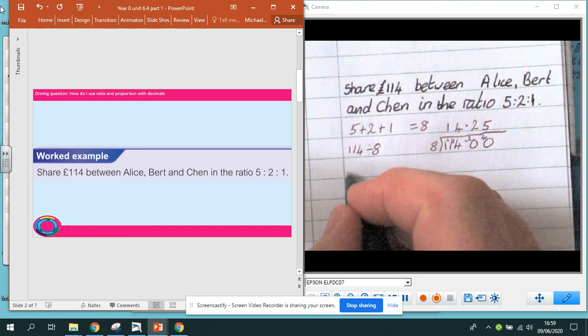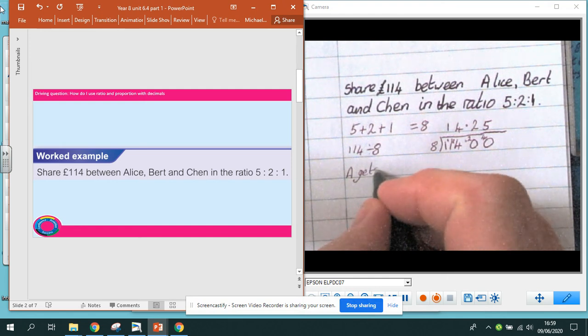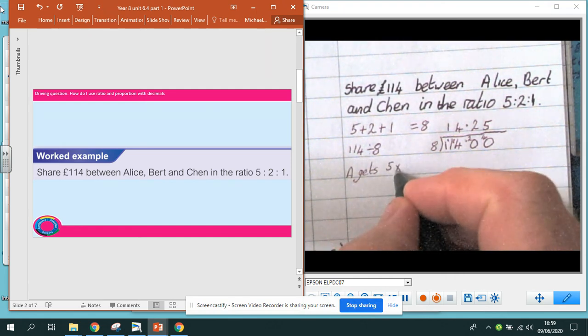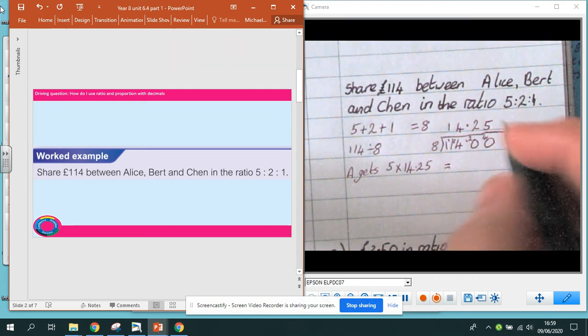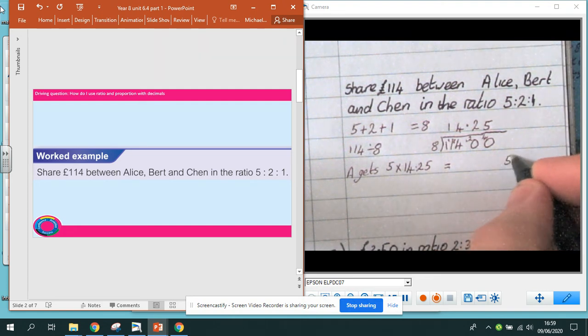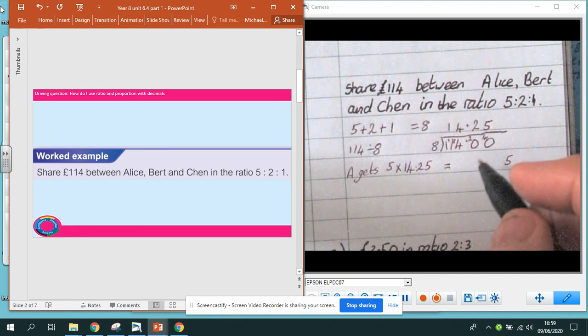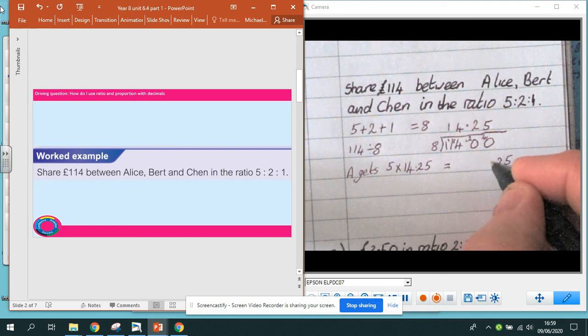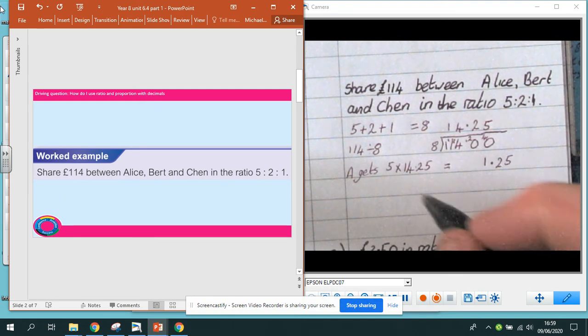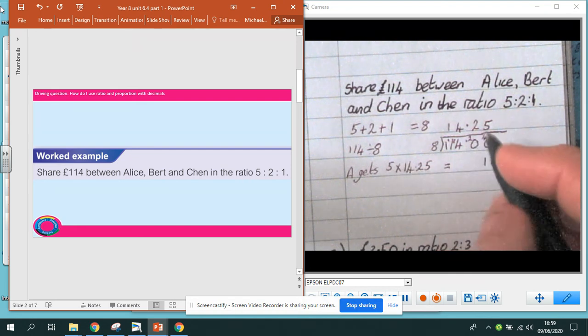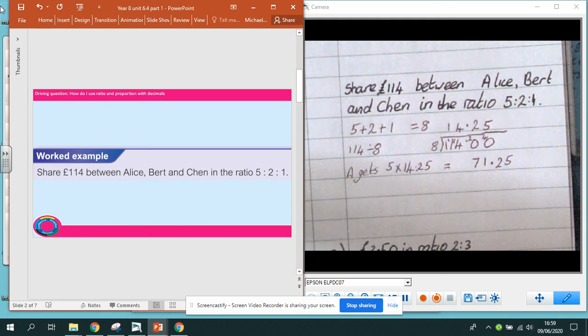So Alice, I'm just going to write A, gets 5 times £14.25, which will equal, well, 5 times 5 is 25, put down a 5, carry the 2, 5 times 2 is 10, add 2 is 12, put down a 2, carry the 1, I've reached the decimal point, 2 numbers after the decimal point in the question, 2 numbers after the decimal point in the answer, 5 times 4 is 20, plus 1 is 21, put down a 1, carry a 2, 5 times 1 is 5, plus 2 is 7. So Alice gets £71.25.